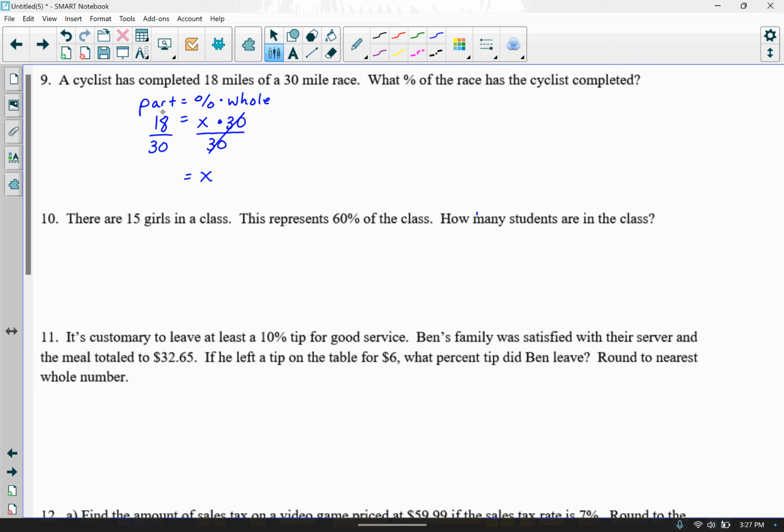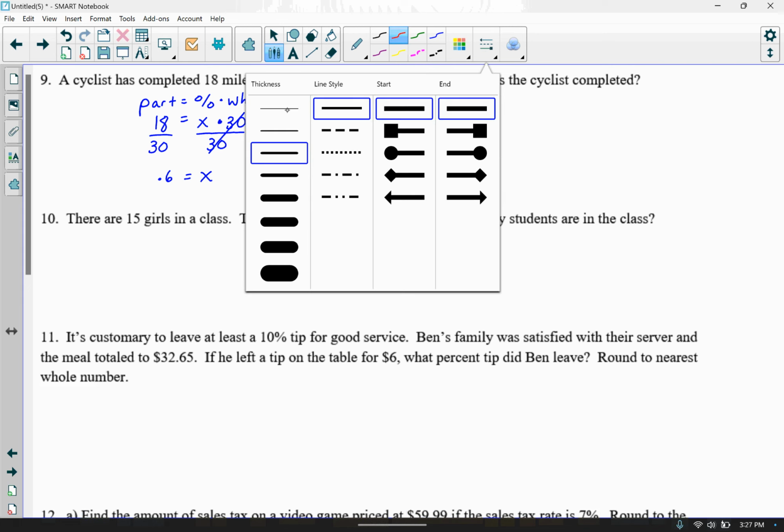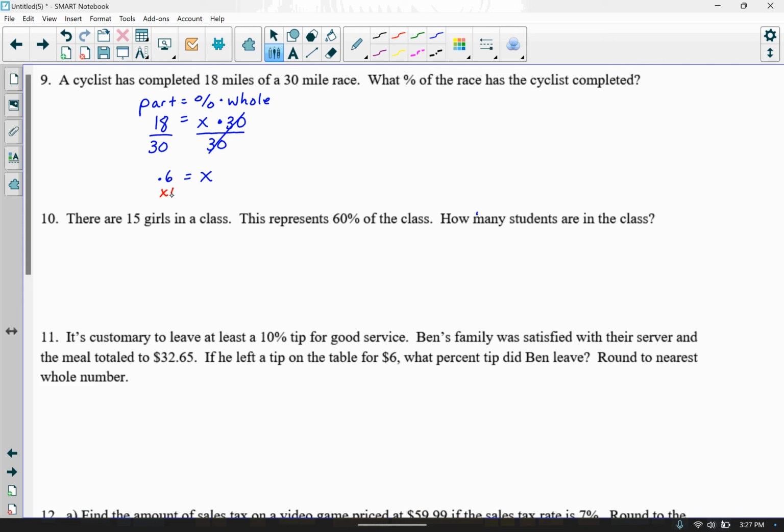On the left-hand side, 18 divided by 30 will get you 0.6. Remember, you're solving for the percent here, so for the final answer, you take that and multiply it times 100, because you want it to be a percentage. So 0.6 times 100, or move it 2 places to the right, that should put you at 60%.